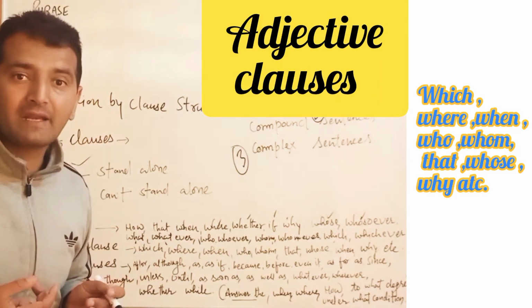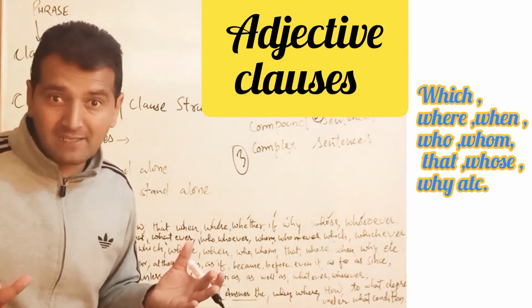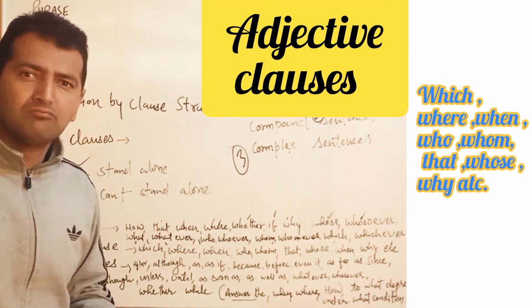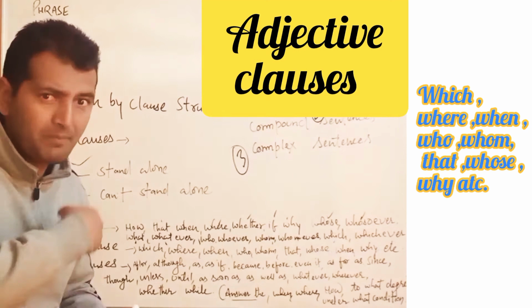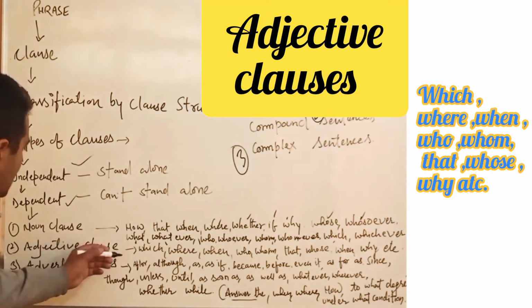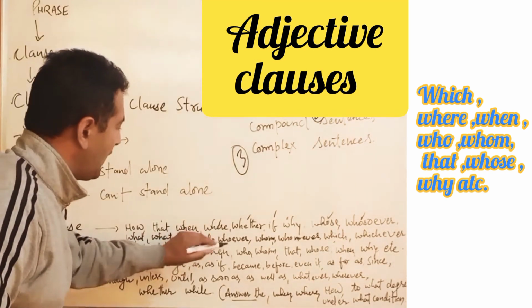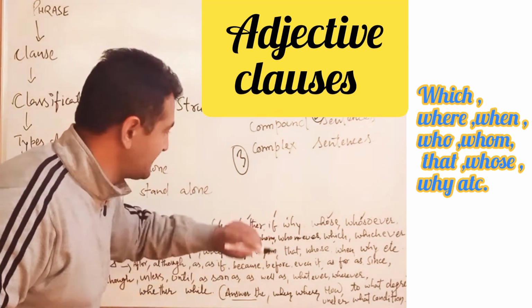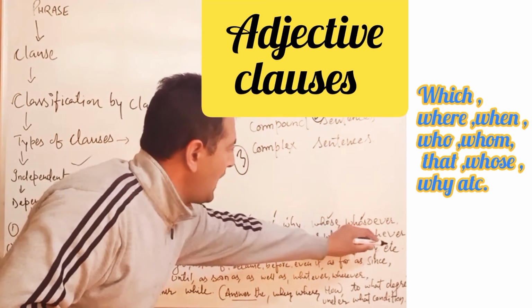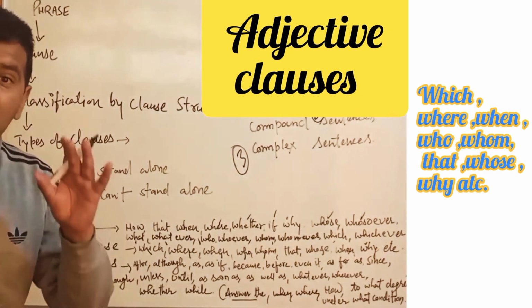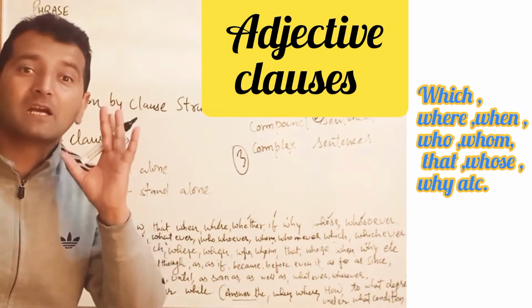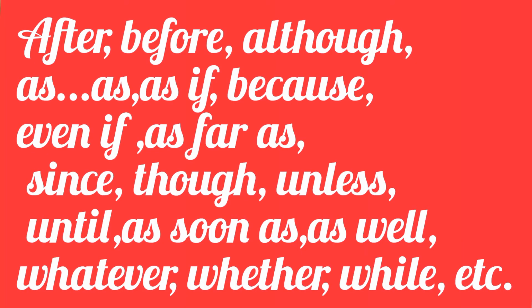Next one is the adjective clause, and there are some identifiers. वहां भी कुछ identify करने के लिए है जिसमें पता चलता है कि this is an adjective clause है. No doubt subordinate है. It has to depend on the principal clause. Which, where, when, who, whom, that, whose, why, etc. These are some adjective clause words. From where it starts. इन शब्दों से शुरू होने वाला जो clause है, obvious सी बात है कि वो adjective clause होगा.